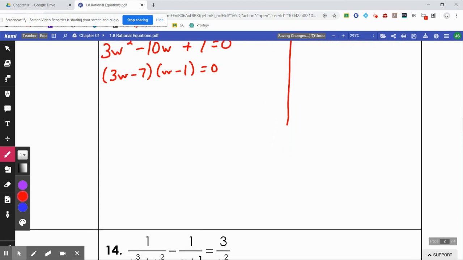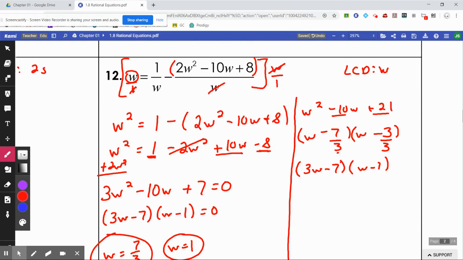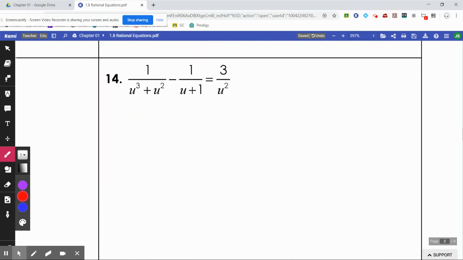Set each of these equal to 0, and you get w is equal to 7/3 and w is equal to 1. Let's check both to make sure that they are okay, and since you're just plugging into w on the bottoms, both of them will be fine. Number 13.